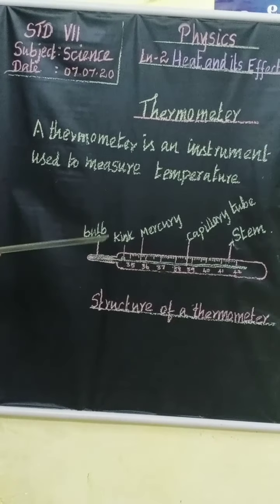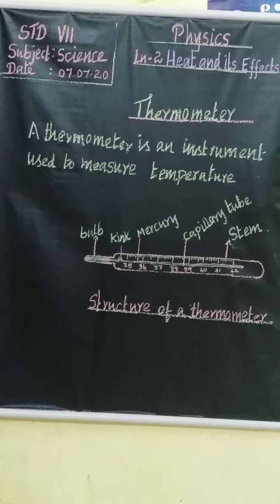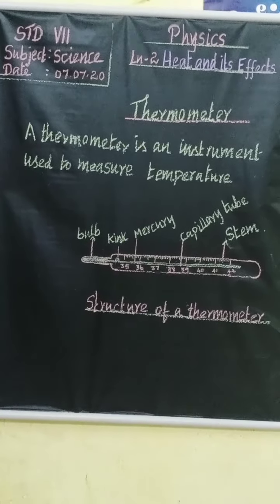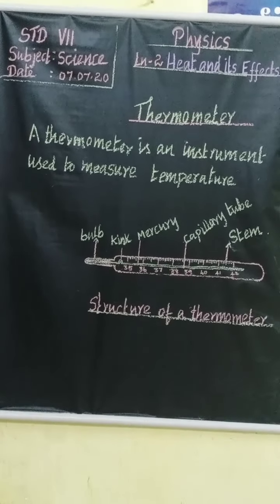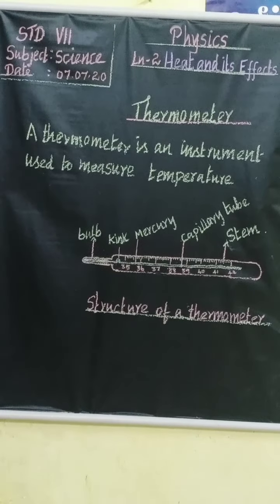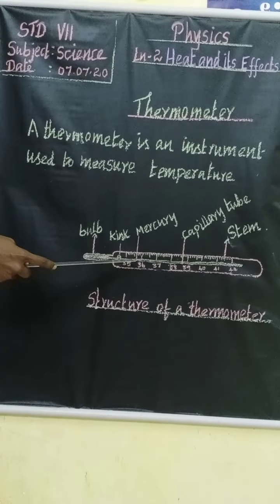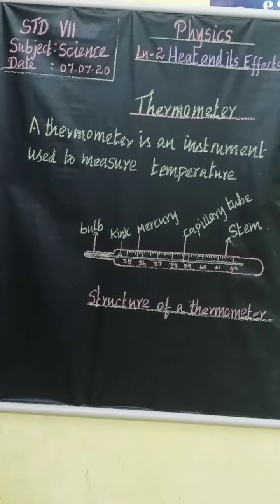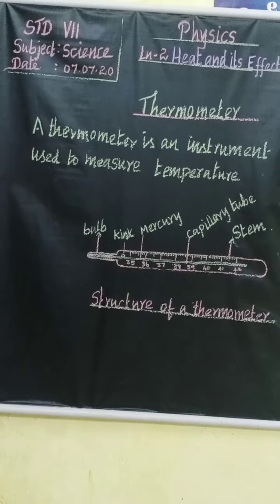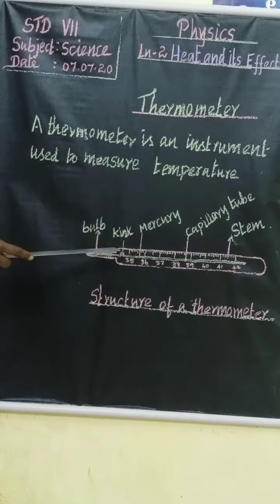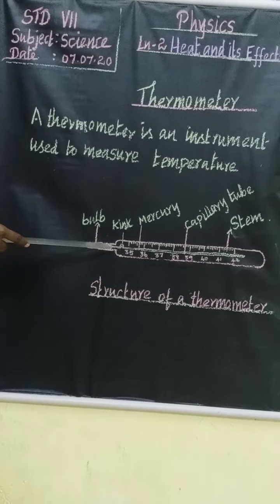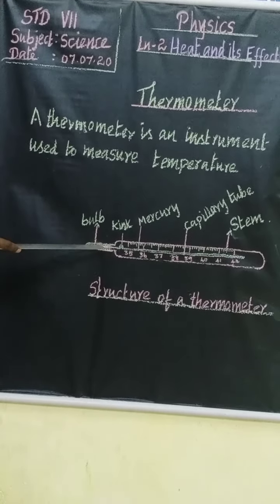Mercury is a liquid that is normally used because it gets hot and expands fast. So we are using this mercury for the clinical thermometer. And we can see this liquid easily because it is a shiny liquid.